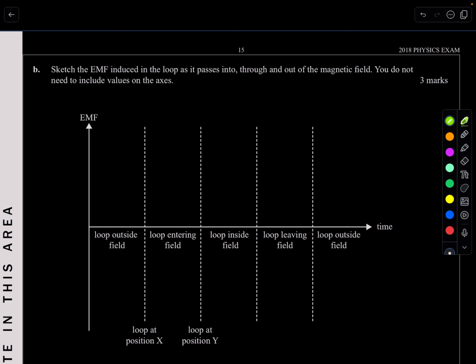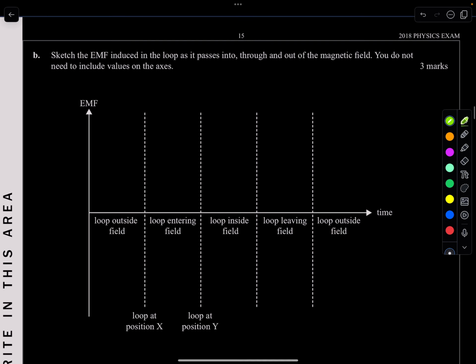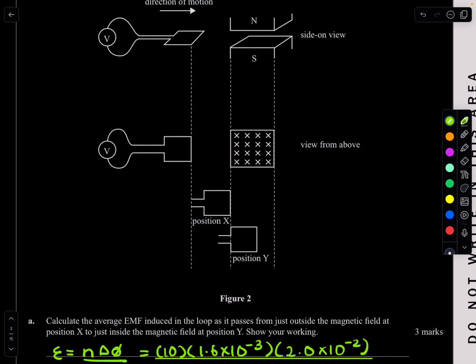To do the EMF-time graph, the best way is actually first sketching the change in flux graph over time. So we're looking at the loop outside the field, entering, inside, and leaving. Let's first draw a basic graph of how the flux varies over time. This is really going to help us visualize. So this here is your change in flux, and this is your time.